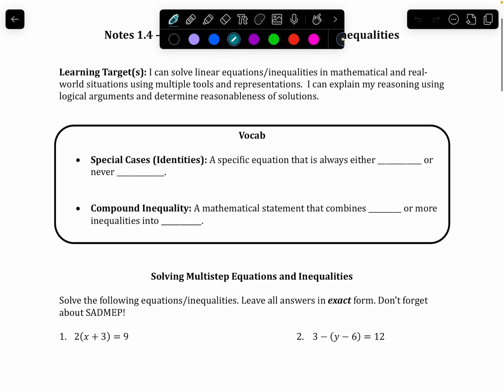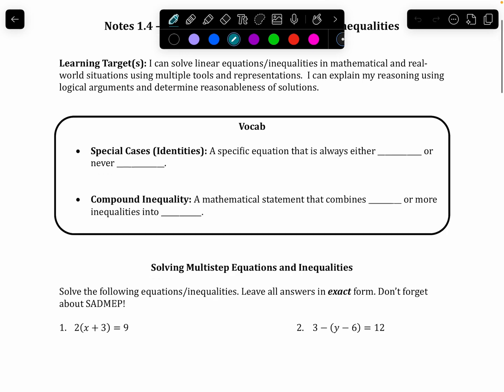Our learning target today is I can solve linear equations / inequalities in mathematical and real-world situations using multiple tools and representations. I can explain my reasoning using logical arguments and determine reasonableness of solutions. We have 2 vocabulary words today.